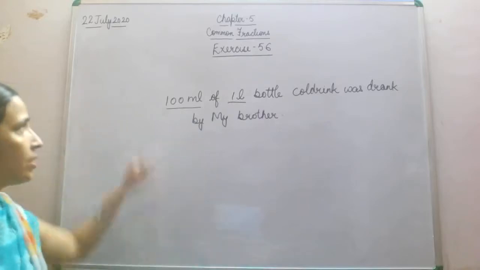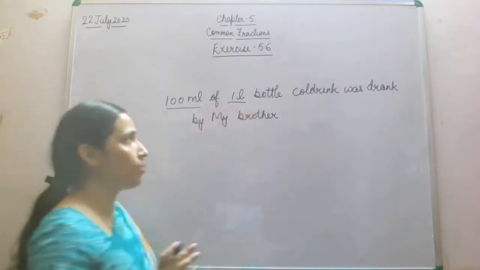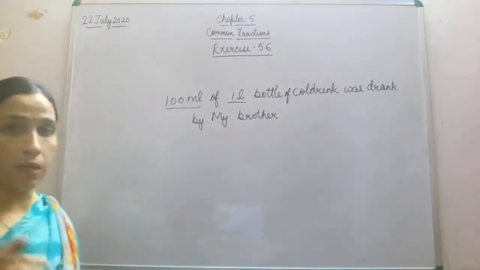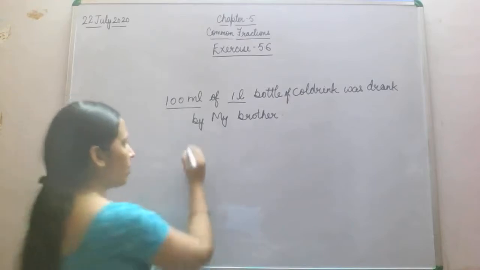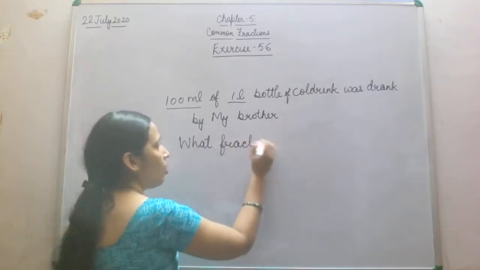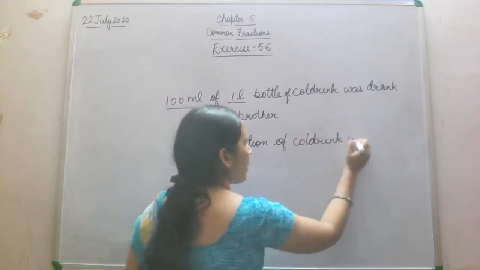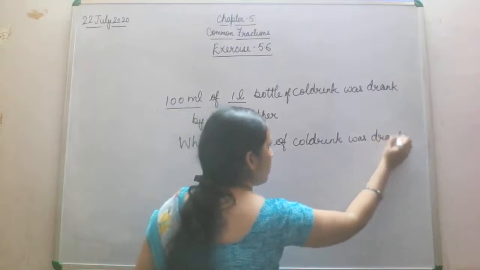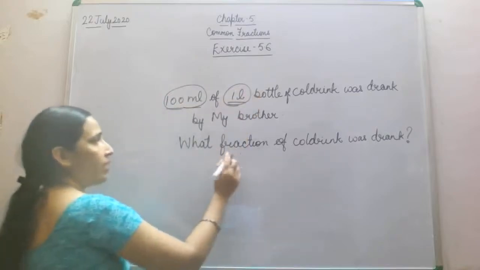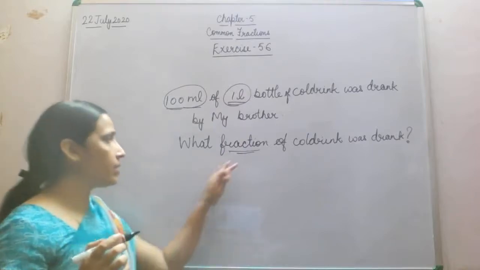If I ask from this statement that 100 ml of a 1 liter bottle of cold drink was drank by my brother, now if I ask what fraction of the cold drink was drank, how will you use these two things which are given to you for finding that fraction? How will you utilize them?